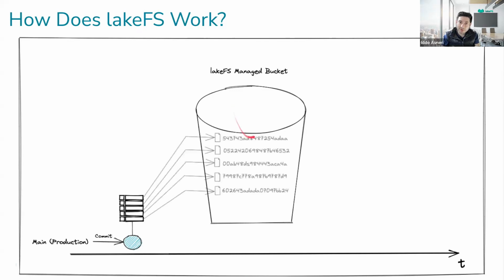So you have a bucket here and you have a bunch of files here, objects, right, on your object storage. And the format doesn't matter. It can be an iceberg table, a delta table, a Parquet file, a CSV, images, annotation, anything that you want. And then every commit in lakeFS is a collection of pointers to objects that sit on top of that managed bucket.